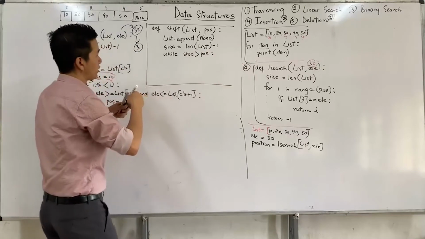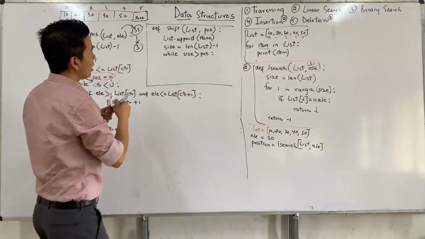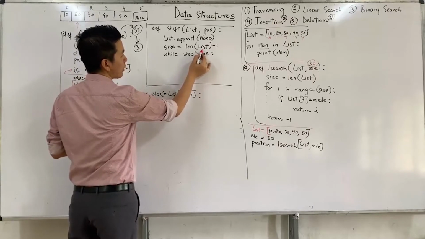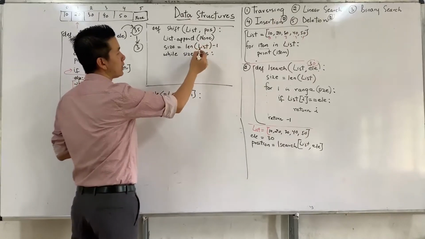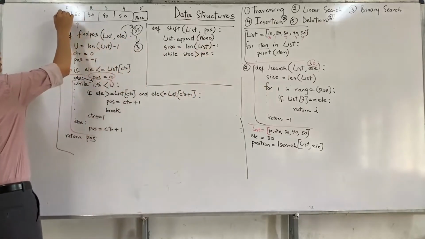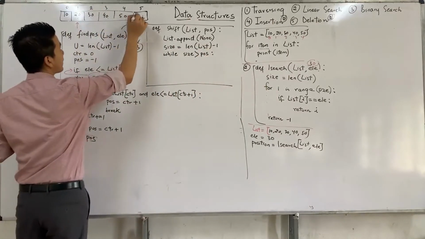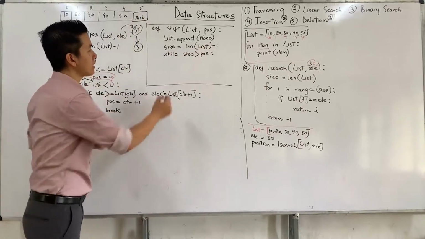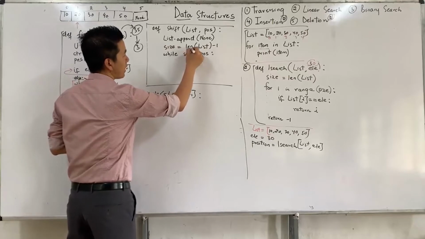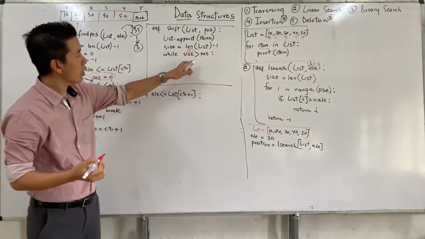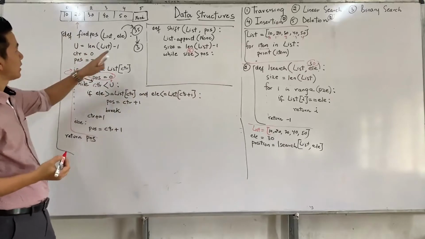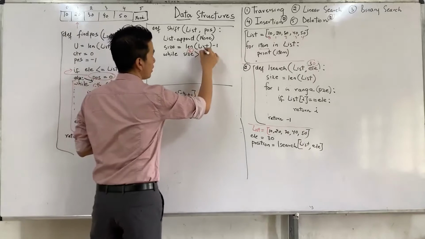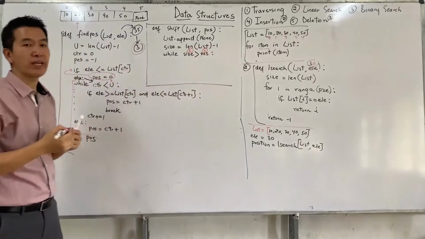The value of size, you need to be very careful. I'm talking about the new list. After adding the new element, the length of list will be 1, 2, 3, 4, 5, 6. 6 minus 1 is 5, so the value of size is 5. The value of position is 3. Remember, the value of position is 3.